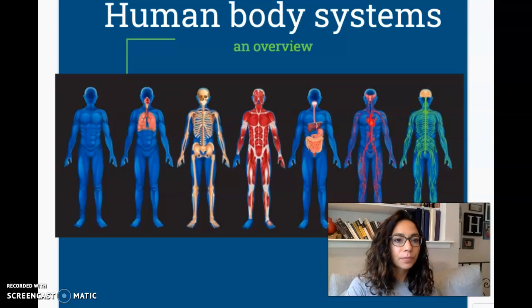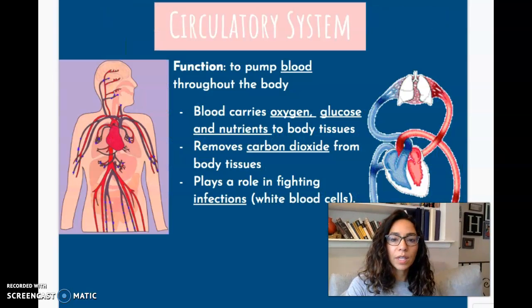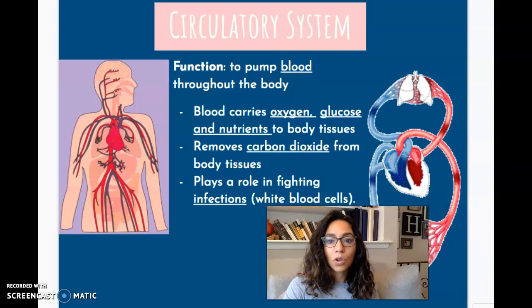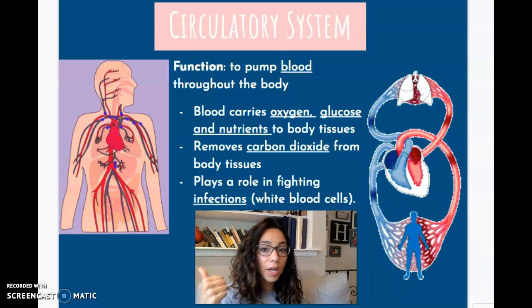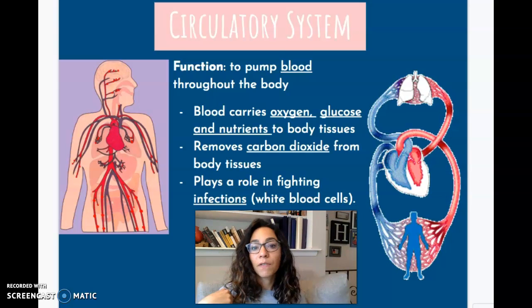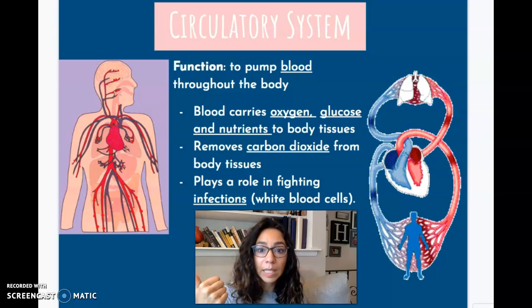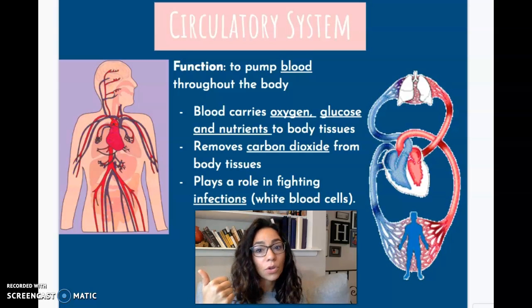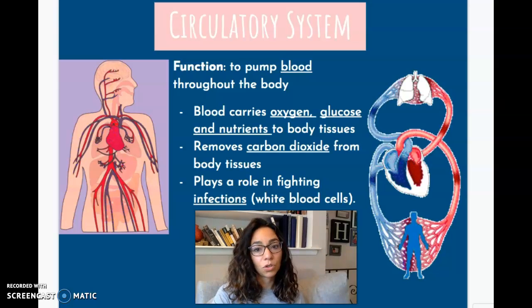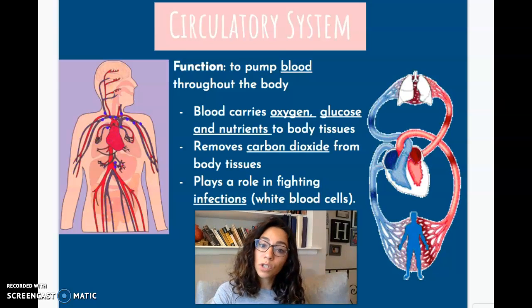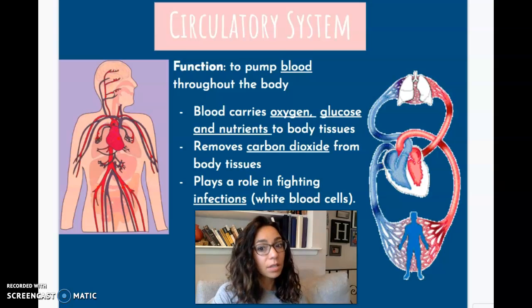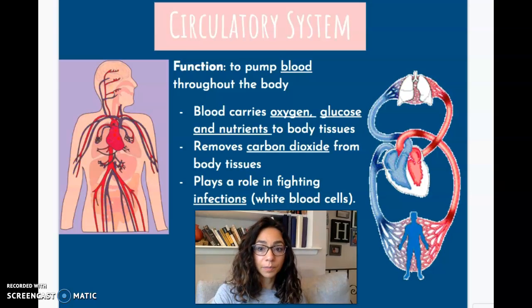So here we go. We're going to start first with the circulatory system. This is made up of the heart and the blood vessels and the blood. The function is to pump blood throughout the body. Blood carries oxygen, glucose, and nutrients to body tissues. Remember, we need oxygen and glucose for cellular respiration. All of our cells need to do that. So the way they get that glucose and oxygen is from the circulatory system. It also removes carbon dioxide, which is a waste product of cellular respiration, from the body.